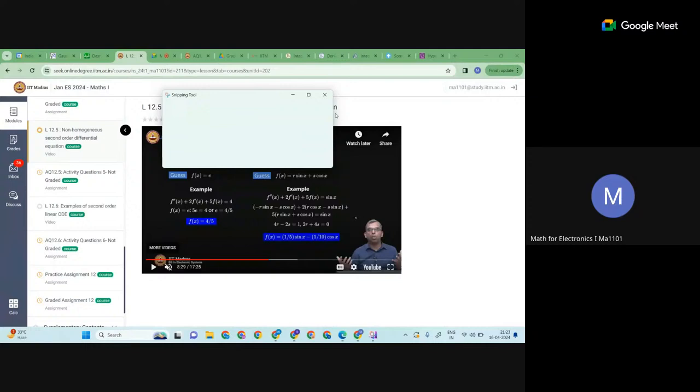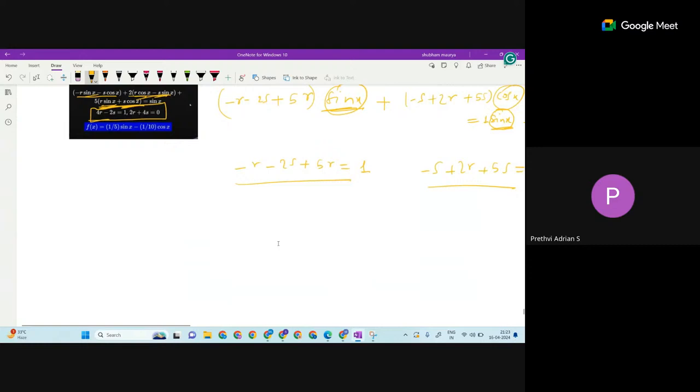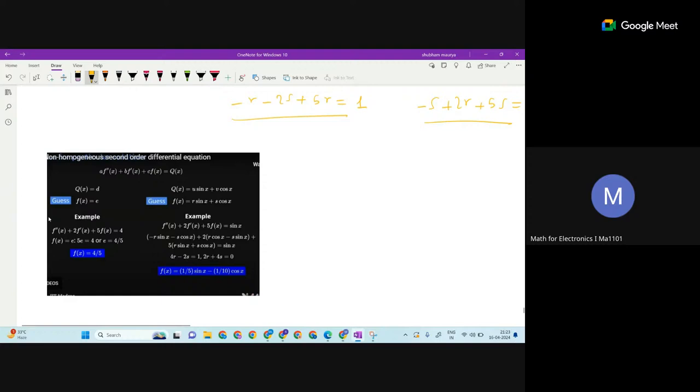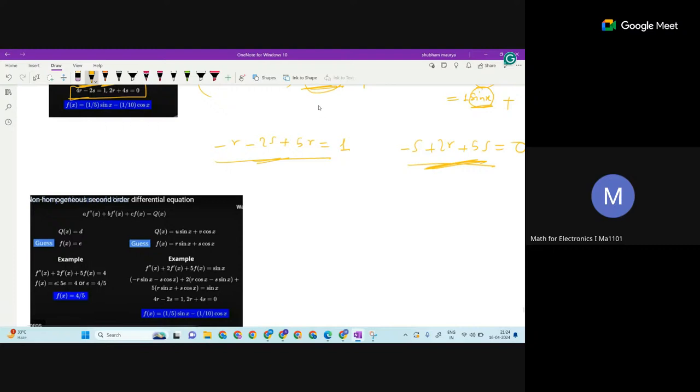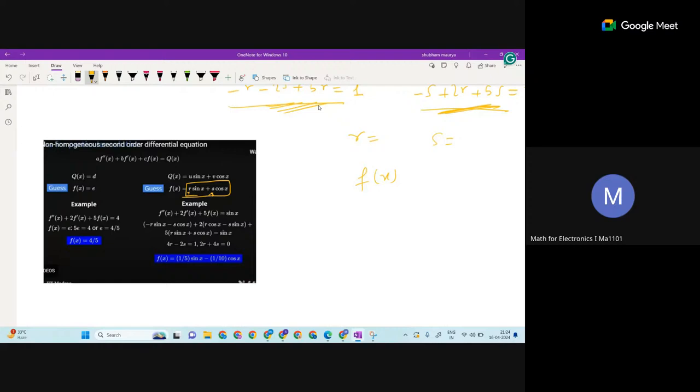Sir, at last, how are we writing the f of x, sir? So here we have to solve our system of linear equations. These are the two equations you got. You have to find the value of r and the value of s. Finally, your f of x is this one: substitute the r value and the s value here. This is going to be your f. So if our differential equation is non-homogeneous, possibly Q of x is assumed to have this portion.